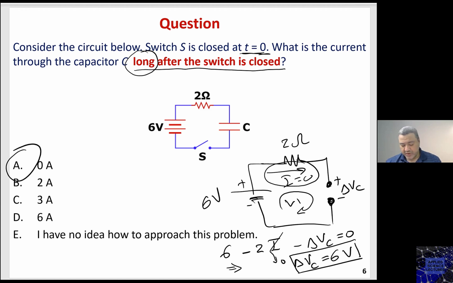But we also understood that the capacitor is treated as an open circuit, and then the potential difference across this capacitor would be the same as the voltage source here, which is 6 volt.